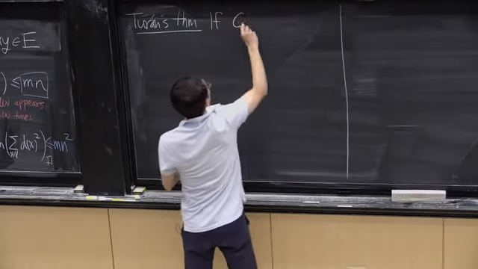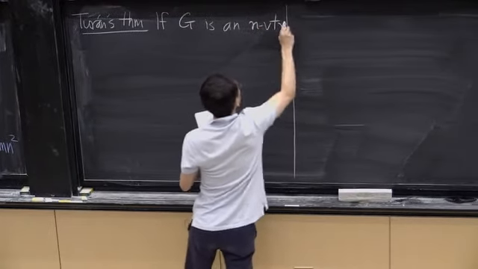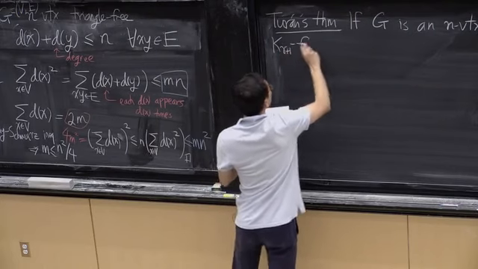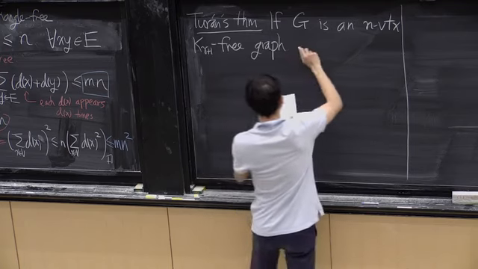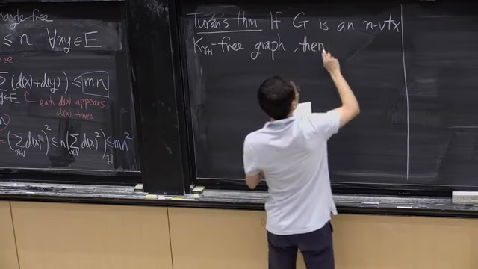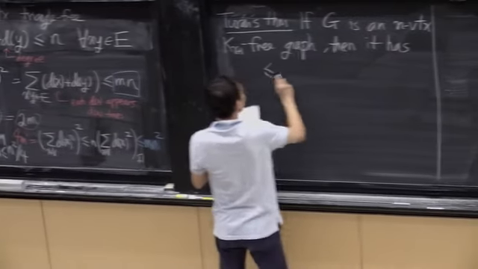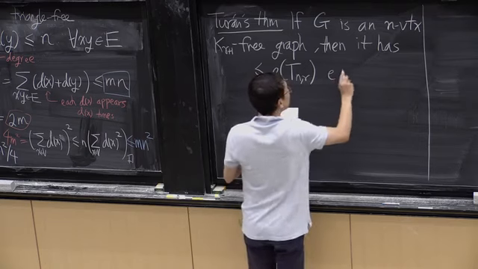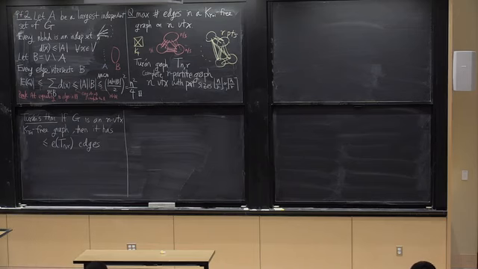So if G is an n-vertex, K_{r+1}-free graph, then it has at most the number of edges of the Turán graph. All right.